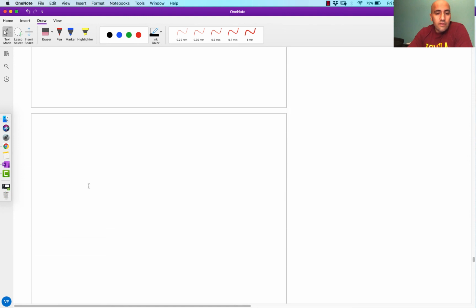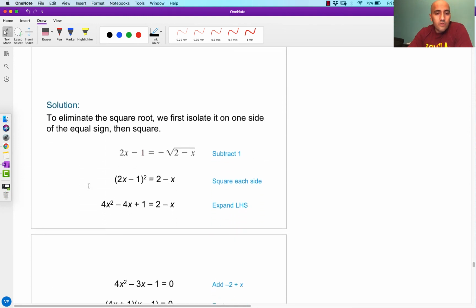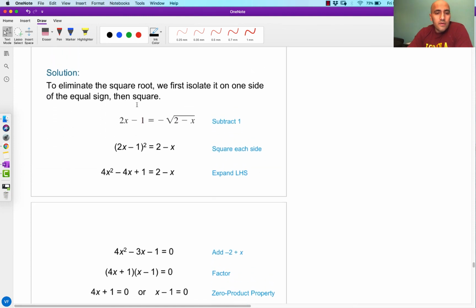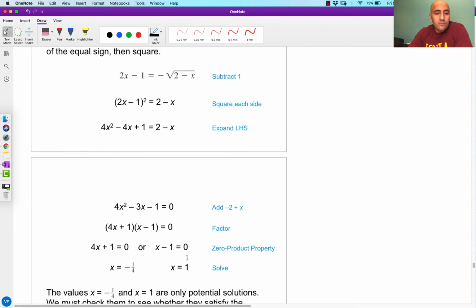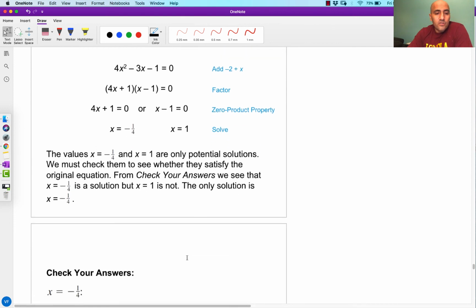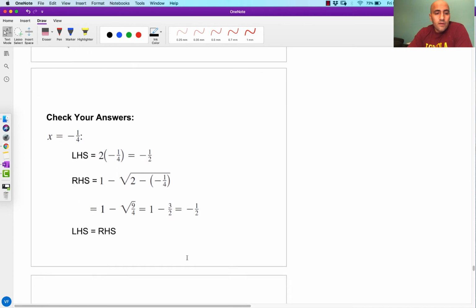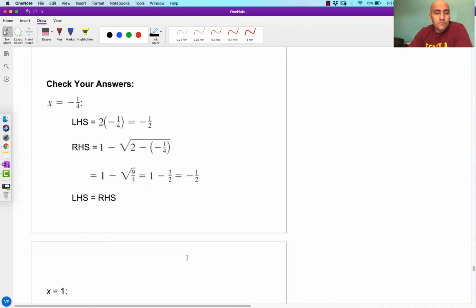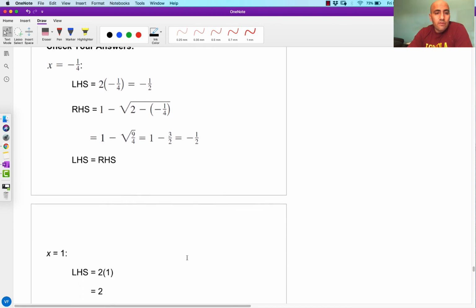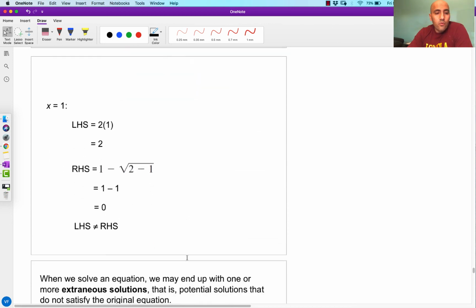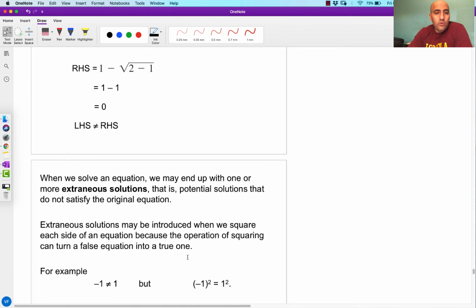Okay, so let's see what the author did. Hopefully something similar. Looks like the author did something similar. Moved the 1 over, squared both sides. You get this, move everything into equal to 0, factored it, checked both of them. So the negative 1/4 works out. Both give you negative 1/2. And x equals 1 does not work out.